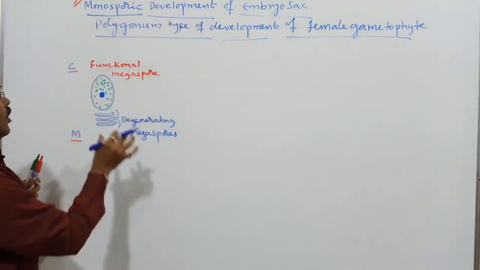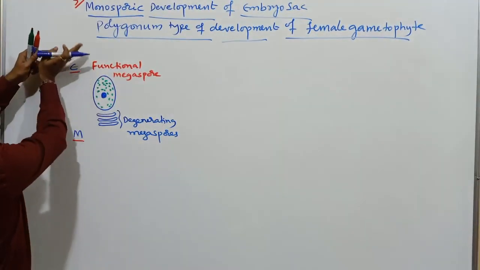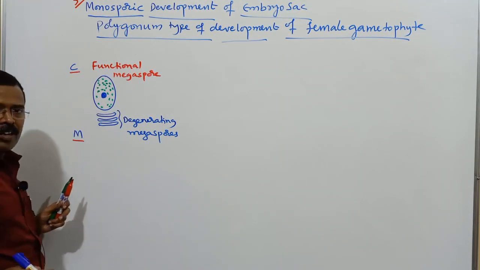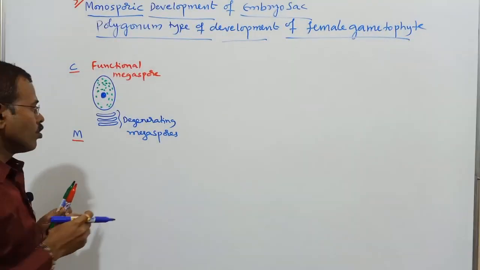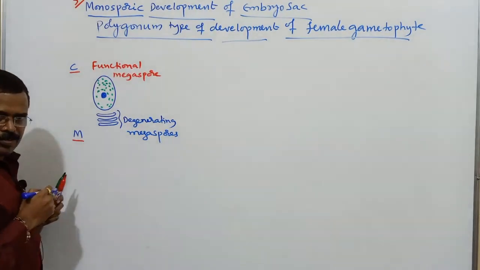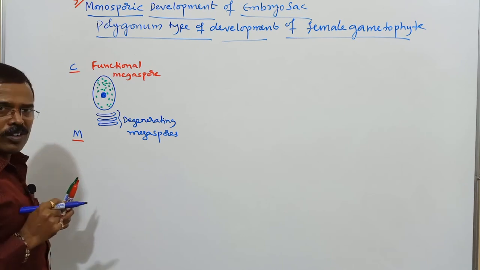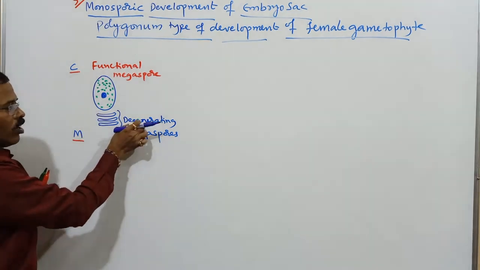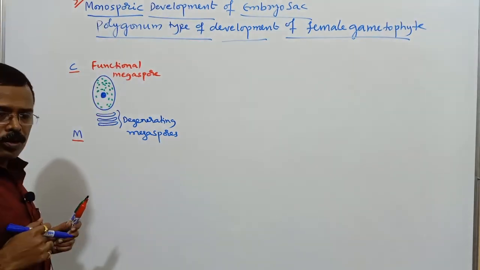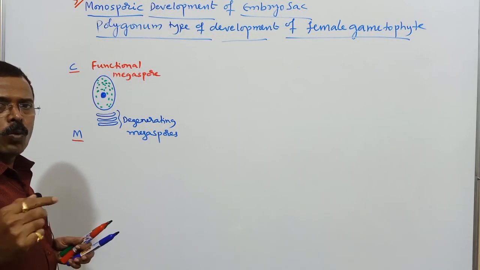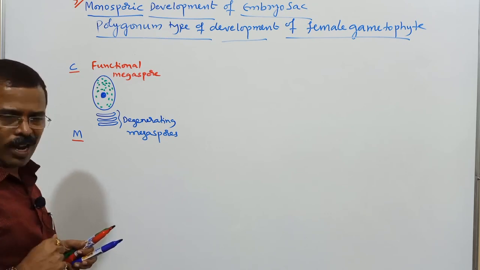Listen, this is the functional megaspore, chalazal side, micropyle side. You know that there are 4 megaspores which are produced after megasporogenesis. 3 will degenerate, the 4th from the micropyle, the chalazal megaspore, is functional. So these 3 are the degenerating megaspores. This is the functional megaspore, which is involved in the development of the mature female gametophyte or embryo sac.